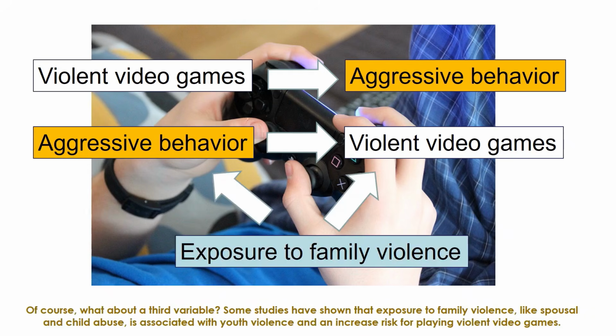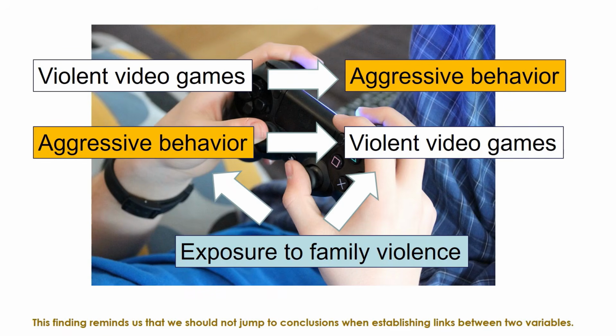Of course, what about a third variable? Some studies have shown that exposure to family violence, like spousal and child abuse, is associated with youth violence and an increased risk for playing violent video games. This finding reminds us that we should not jump to conclusions when establishing links between two variables.